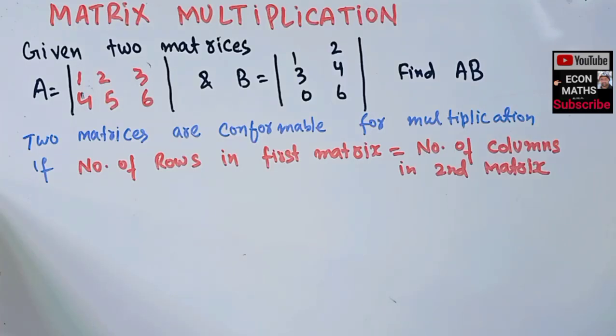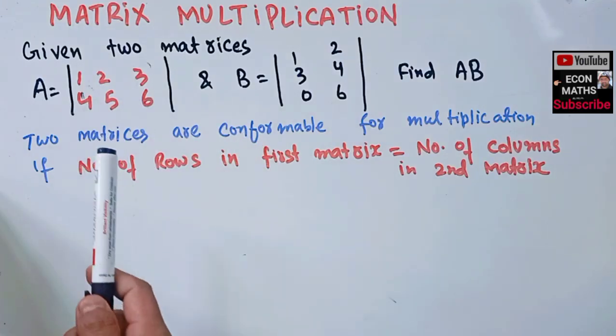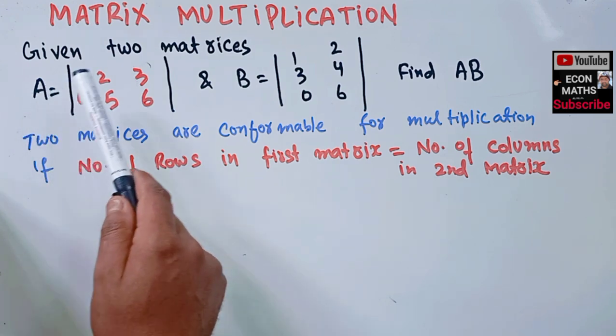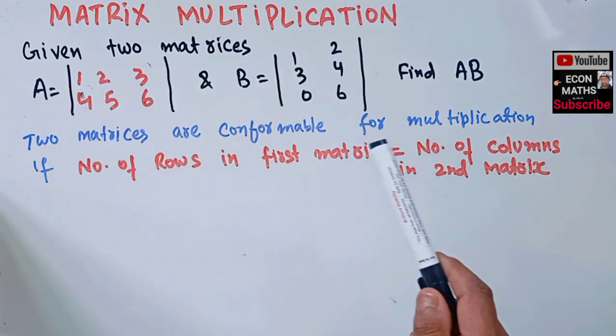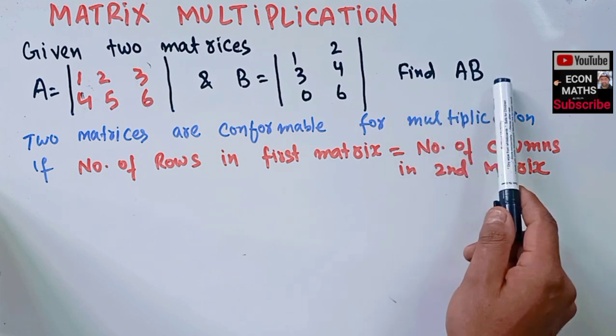In this video, we will solve a question on matrix multiplication. The question is, given two matrices, that is, we are being given matrix A and matrix B. We need to find out the product of matrix A and B, that is AB.